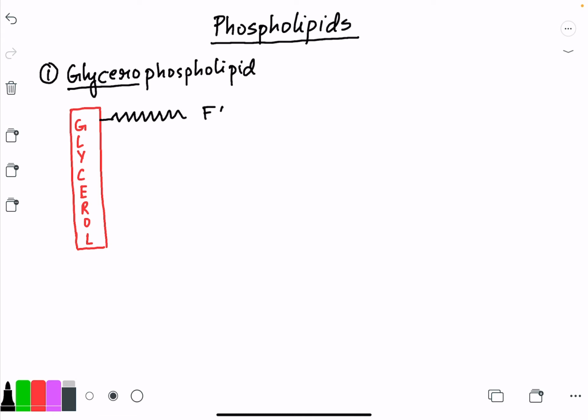This is fatty acid 1. This is fatty acid 2. Third part will be a bit different. Here the third carbon will be attached to a phosphate group, which will be attached to an alcohol, any kind of alcohol. So this we can say is the basic structure of glycerophospholipid.